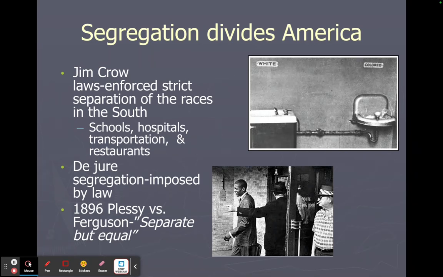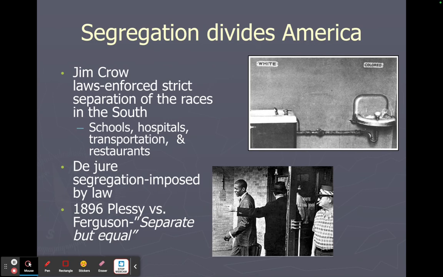So the Jim Crow laws were enforced in the South. As I said, schools, hospitals, transportation with buses and trains, also restaurants. And there are two types of segregation. De jure segregation means segregation by the law, so it's a law that things must be separate. This was allowed after the Supreme Court case in 1896, Plessy versus Ferguson, that established the phrase separate but equal. But as I said, these things were not equal, right?